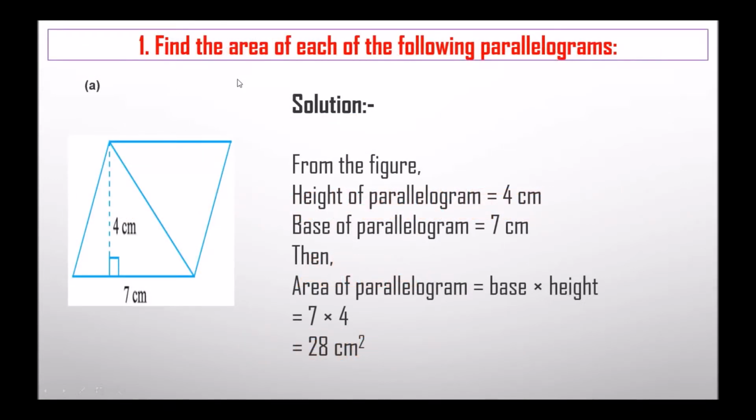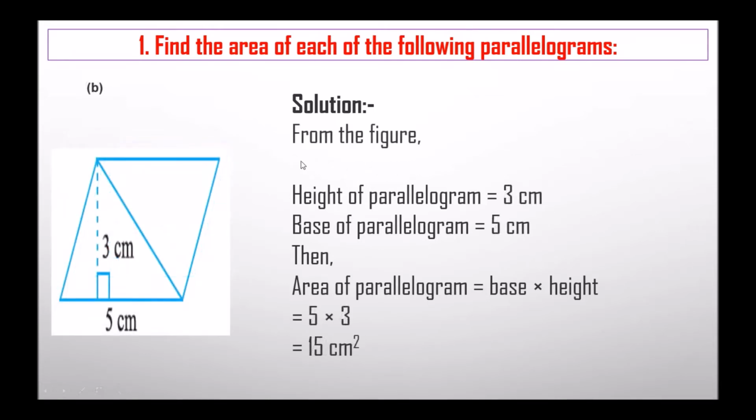The first question is find the area of each of the following parallelograms. From the figure, the height of the parallelogram is 4 centimeter, base is 7 centimeter. Area of parallelogram equals base into height, that is 7 into 4, 28 centimeter square. Second, the height is given 3 centimeter, base is given 5 centimeter. The formula is base into height, so 5 into 3, that is 15 centimeter square.